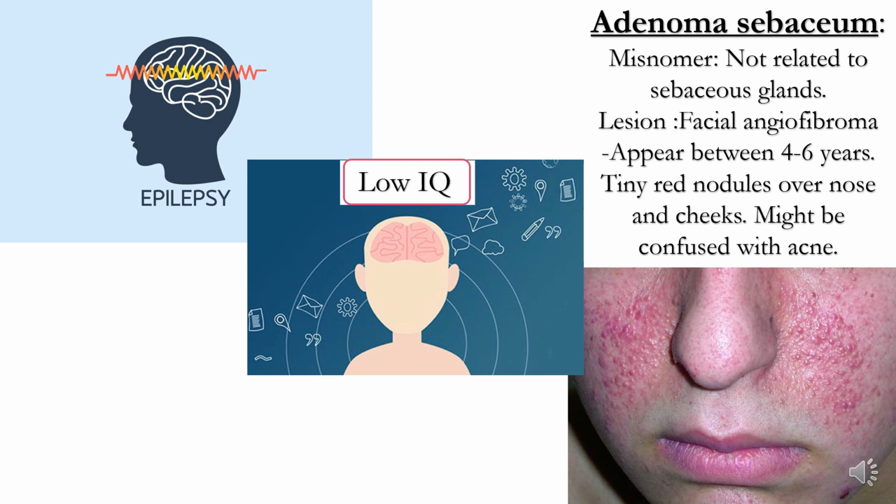In case of adenoma sebaceum, you have to remember that it is a misnomer and it is not related to sebaceous glands. Basically, these are facial angiofibromatous lesions and they appear between the age of 4 to 6 years. You can see tiny red nodules over the nose and cheeks and you might confuse them with acne, but they are not acne, they are angiofibromatous lesions. So epilepsy, low IQ and adenoma sebaceum is the triad of tuberous sclerosis.